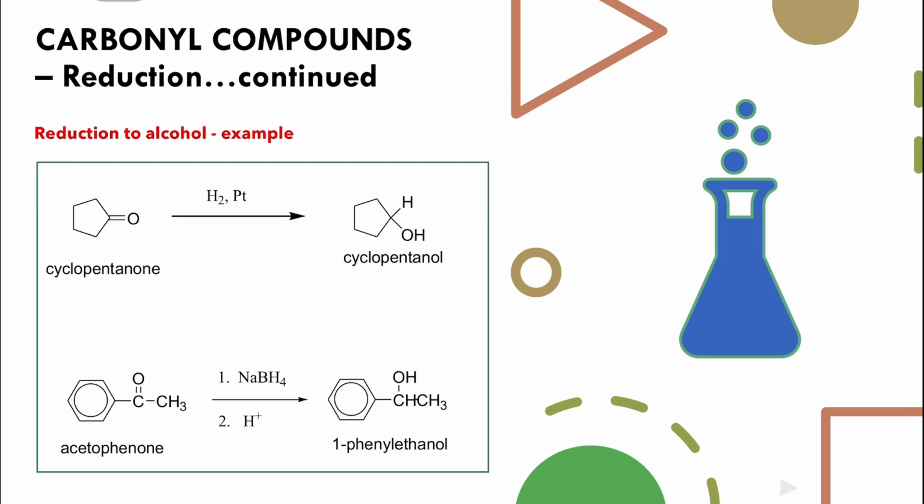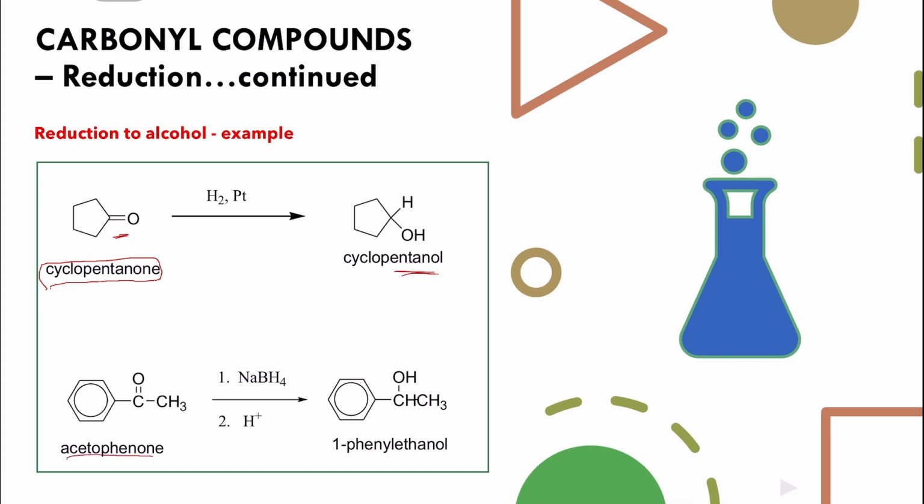Some examples of that: for example, if we start off with cyclopentanone, which is a cyclic ketone, and you use hydrogen with platinum, you will end up with cyclopentanol. So from a ketone to a secondary alcohol.